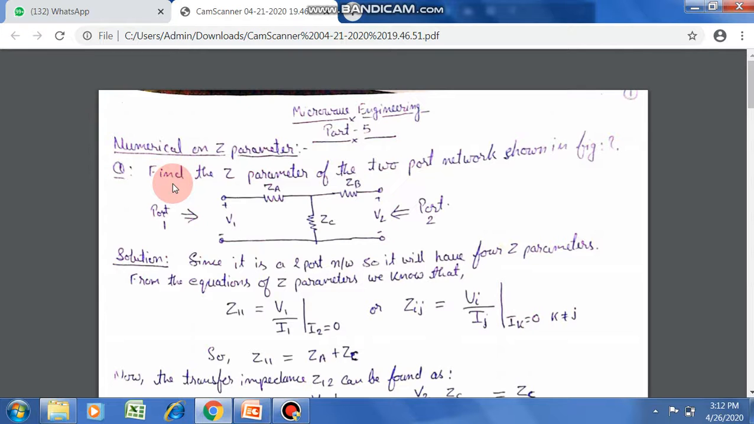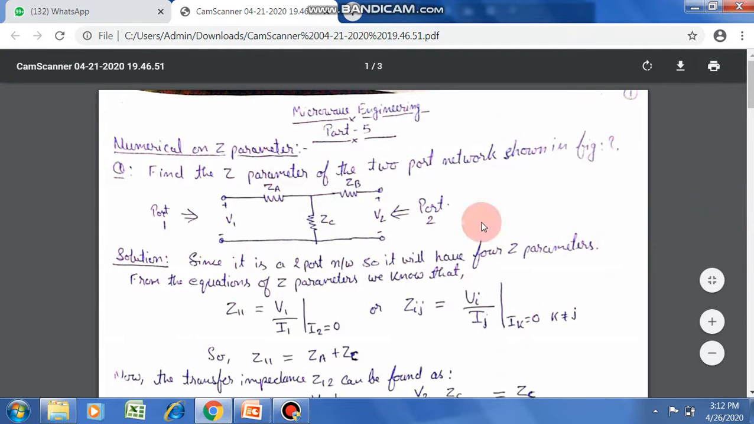So here is the numerical on Z parameter. You have to find Z parameter of a two-port network. This is a two-port network. You can see port 1 is here, port 2 is here, and there are three resistors. So this is a kind of a T network. So for this two-port network, we have to find Z parameters.